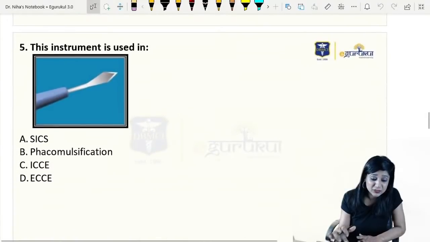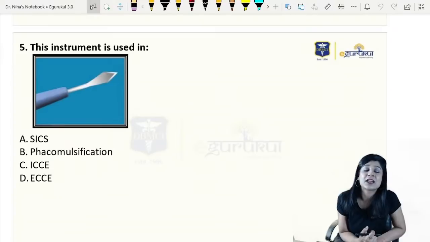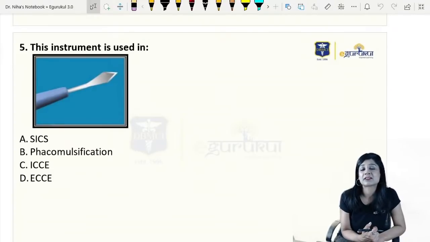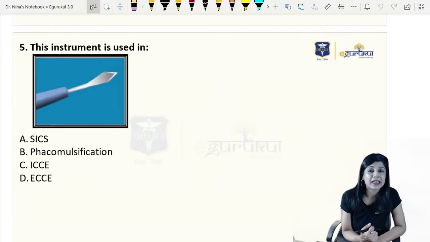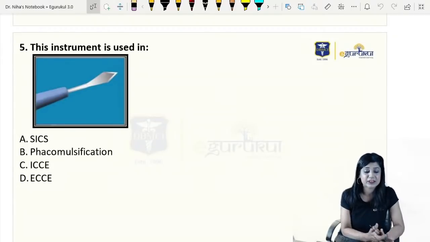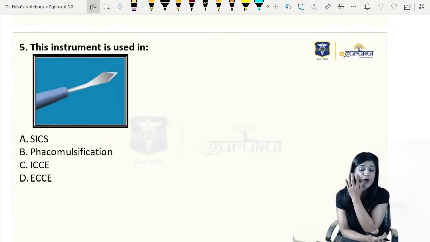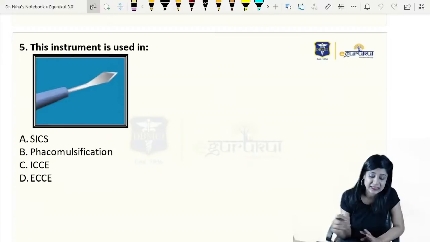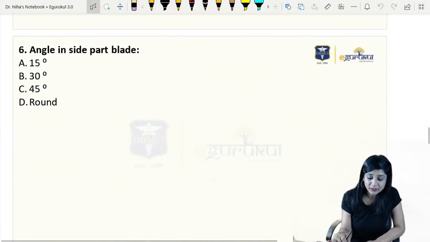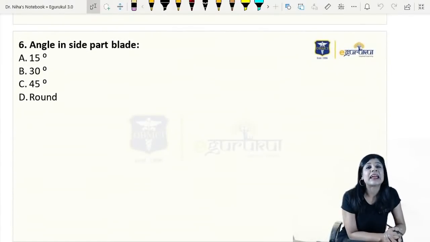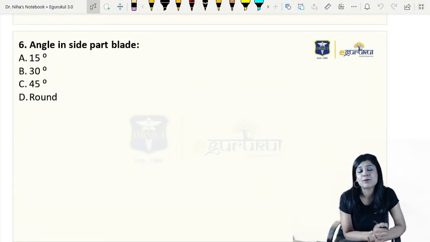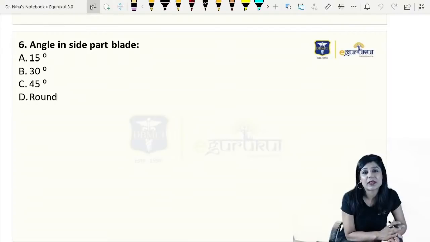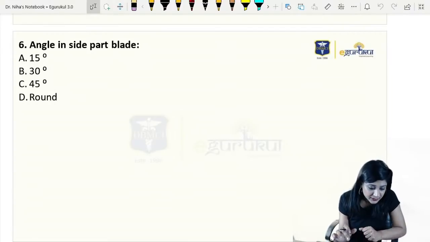Then is this instrument. This is again a very important one, which has been asked many times. This was asked in the August 2020 AIIMS paper also. This instrument is used in SICS or phacoemulsification, the ICCE or ECCE. Then, what is the angle in the side port? We have a side port blade, we have a main blade. What is the angle in the side port blade?